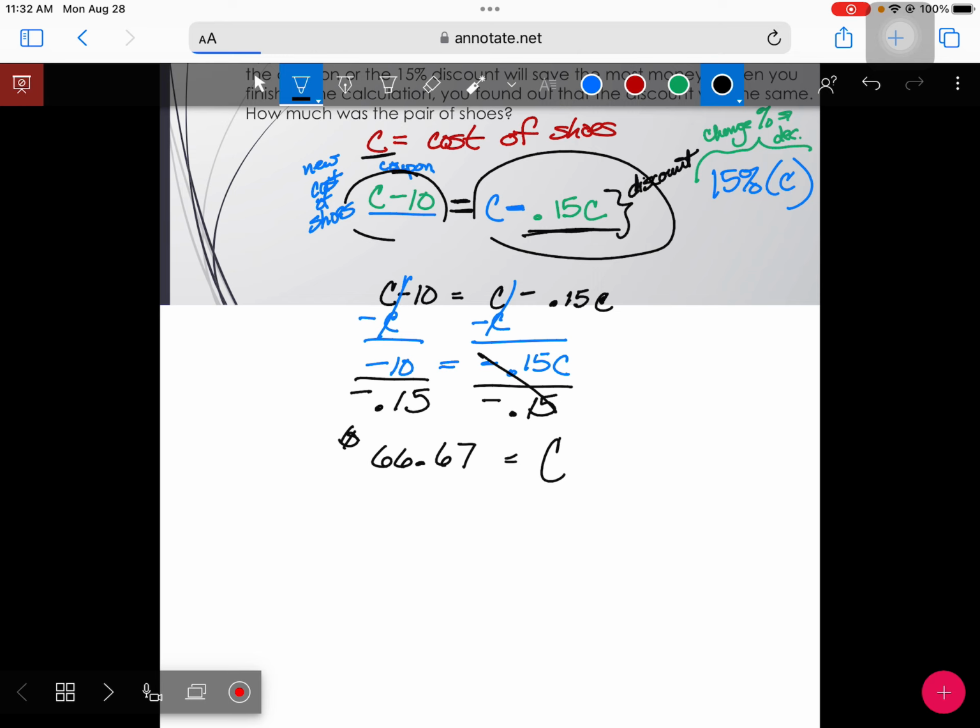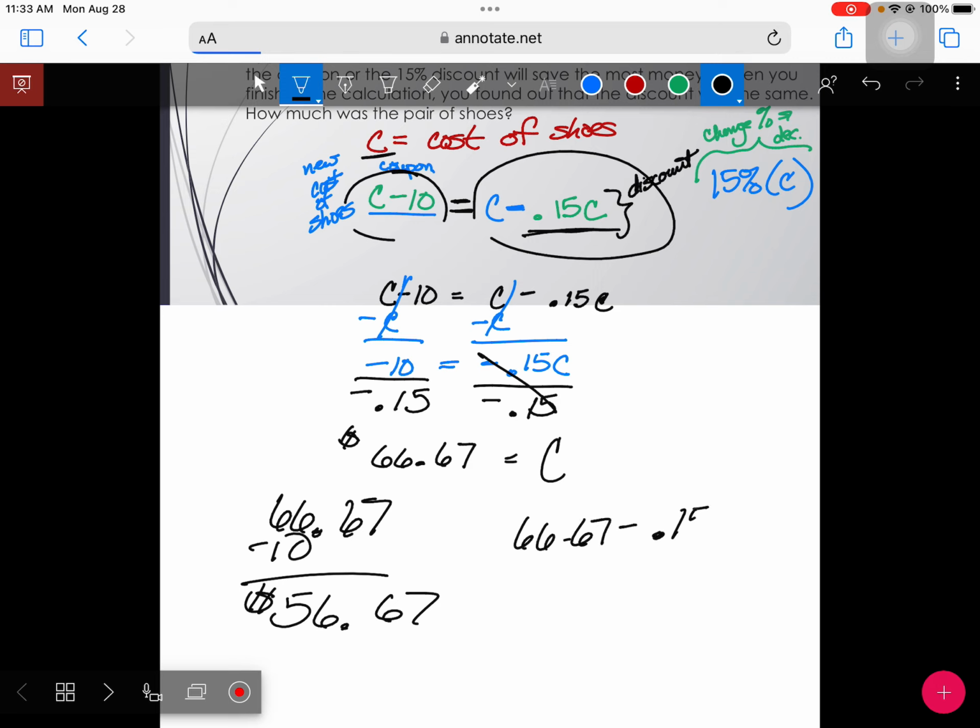Now, if you were like me, I was like, okay, really? Is $10 off going to be the same as 15% of that? So I would probably check it just to make sure. So minus 10 on the one side with the coupon, $56.67. Over here, I have 66.67 minus 0.15 times 66.67. What is 15% of $66.67? It is 10. So it does work out to be the same.